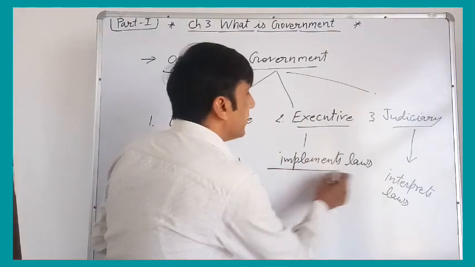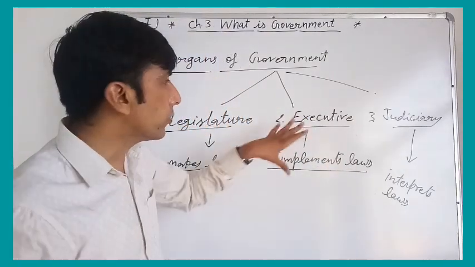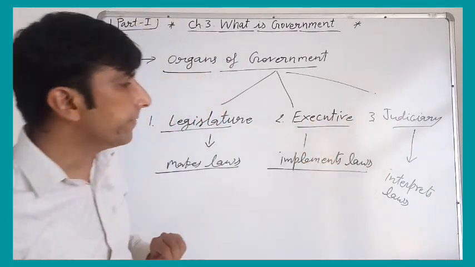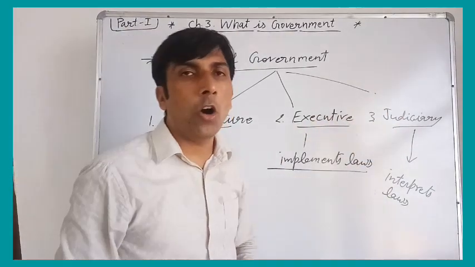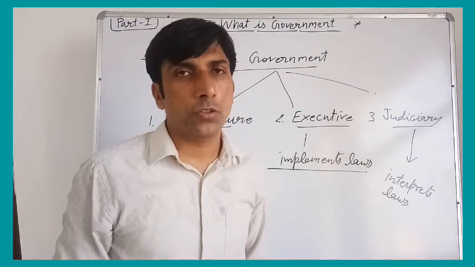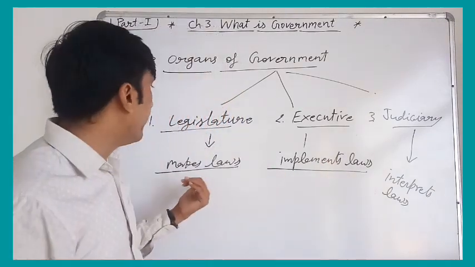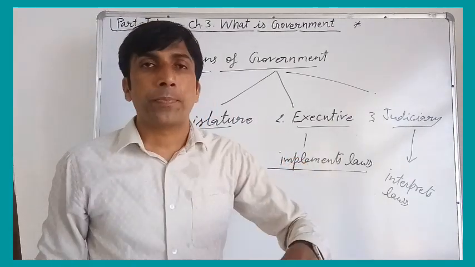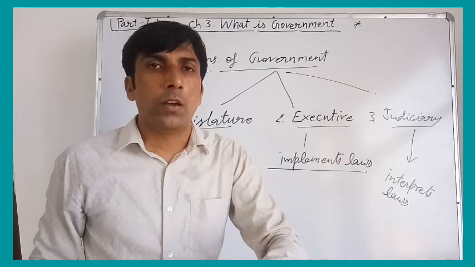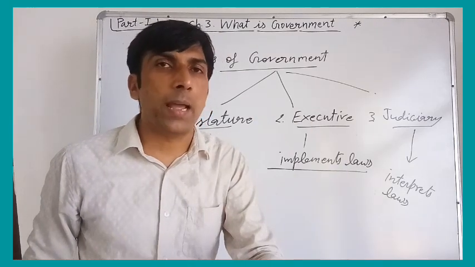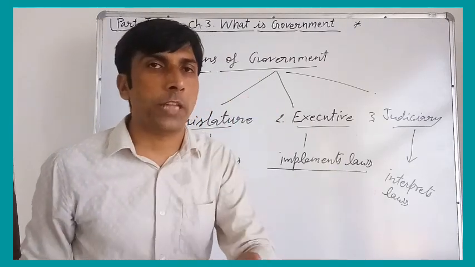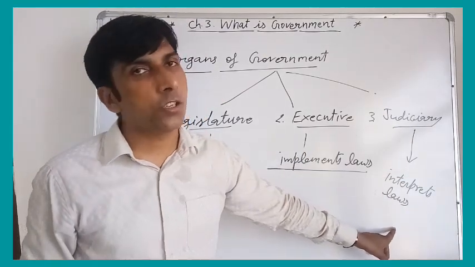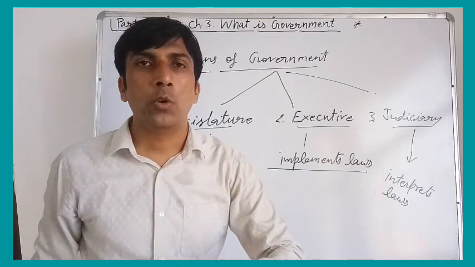Executive implements laws, means this is also the second organ of the government. And the third organ of the government, judiciary, it interprets the laws or it protects the laws. Means the laws made by legislature and implemented by executive, if any citizen or anybody violates those laws, breaks them, clear, and does not follow them, so judiciary interprets and protects the laws by punishing those people who are not following laws.